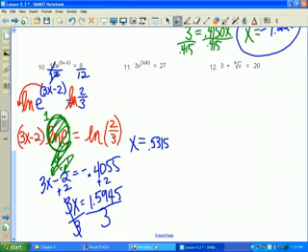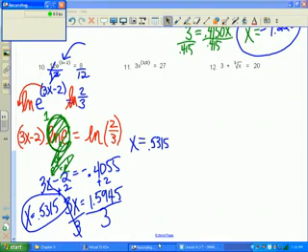Do I need to check it? My variable wasn't an exponent. No, I do not need to check it. I can rewrite this answer over here so I can do the next problem. Okay, it does not need to be checked.